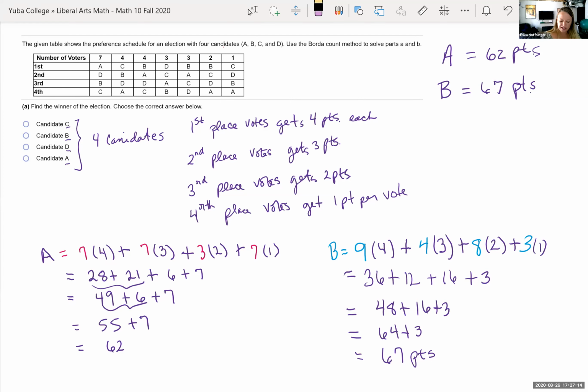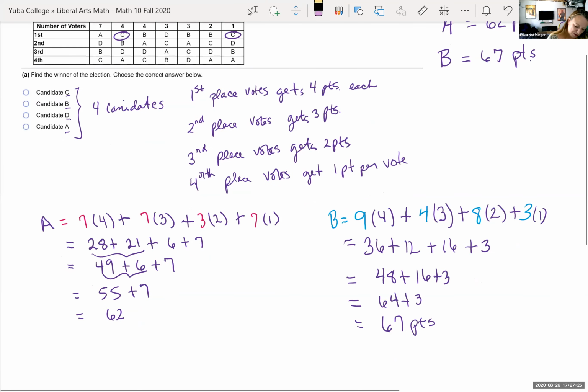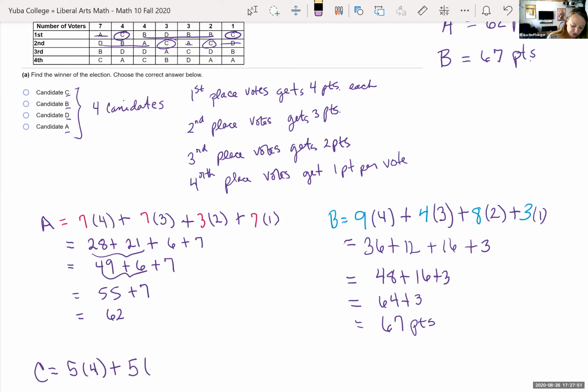So you got to go through again at each candidate and do this whole process. So we got to look then at C, and you would say, okay, how many votes are first place for C? Well, C has 4 plus 1, so that's 5 first place votes, which are worth 4 points. I'll pick up the pace here. Going through C for second choice, we have 3 plus 2. So there's 5 people that choose them as their second candidate, which is worth 3 points each.